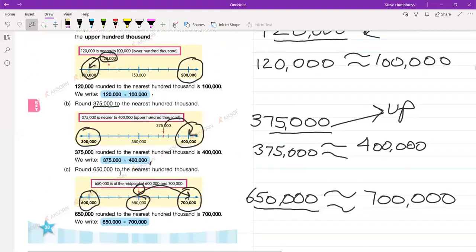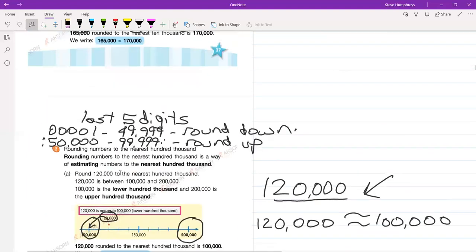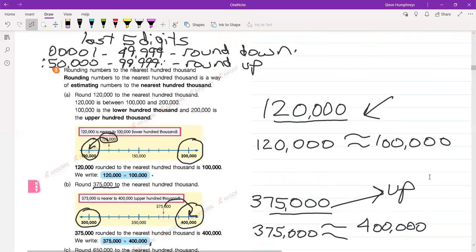Okay, students, rounding to the nearest 100,000, last 5 digits you need to look at. Write these in your book. This and this, last 5 digits, you know what to look for, and the range. These will help you to get the correct answers.